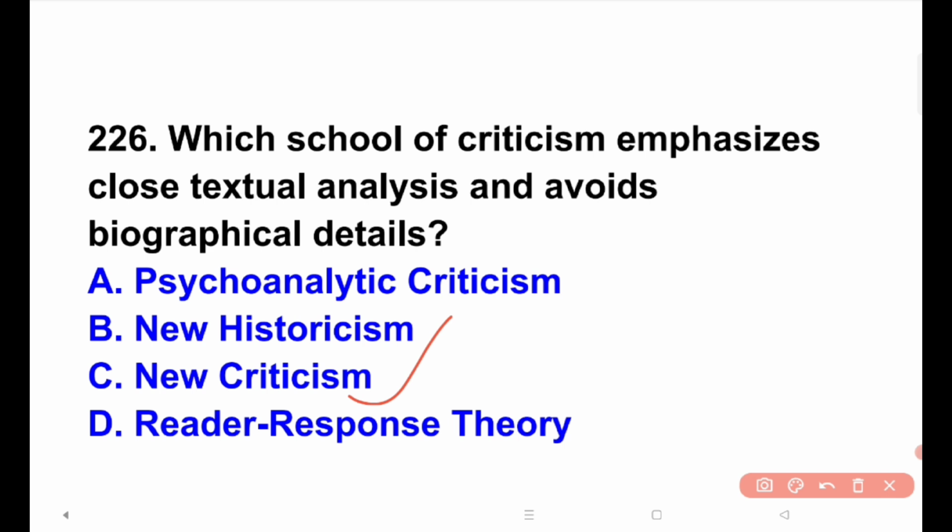Psychoanalytic criticism focuses on the psychological motives of characters and authors, especially Freudian theories, and it heavily depends on authorial intent and biographical context. New historicism analyzes text with reference to historical and cultural context, rejecting the isolation of the text from its time. Reader response theory centers the reader's interpretation and emotional response, not the text itself.